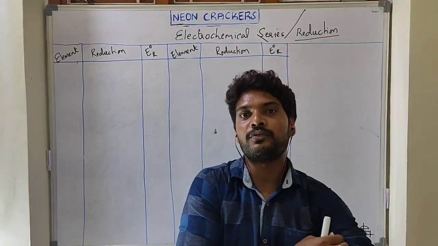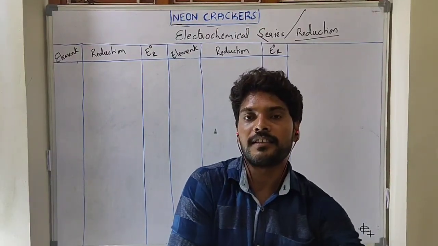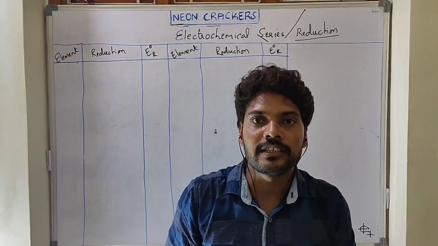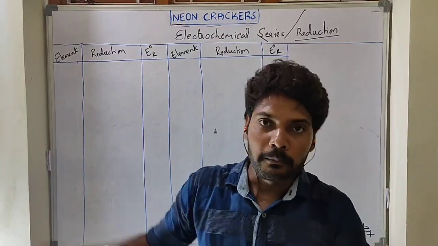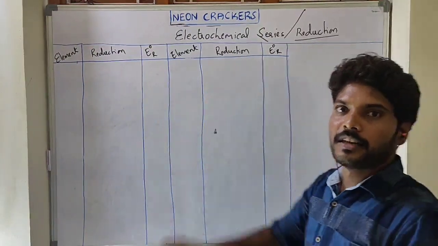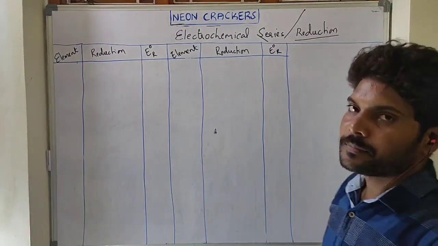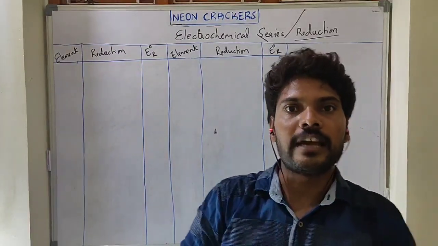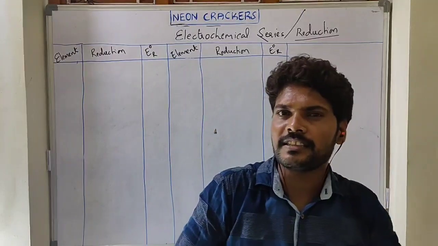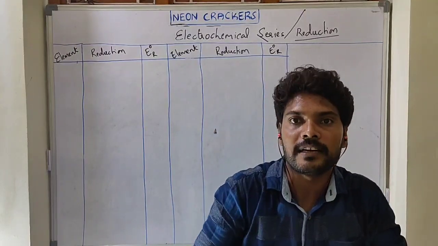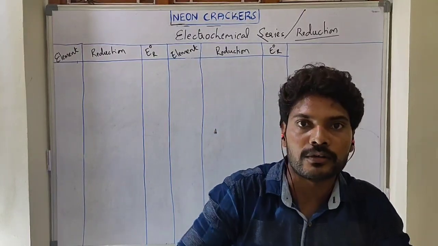So I'm here to give you a super trick to find an oxidizing agent or reducing agent within a fraction of a second, based on the electrochemical series. What is the electrochemical series? It is a series in which elements are arranged in either increasing or decreasing order of their electrode potential values.